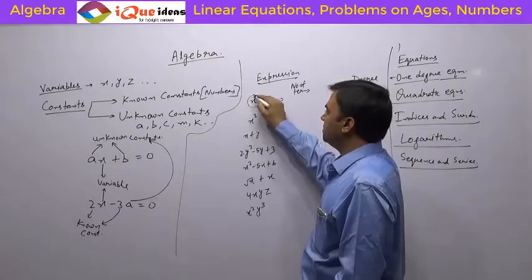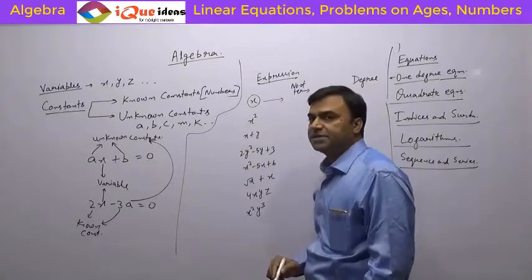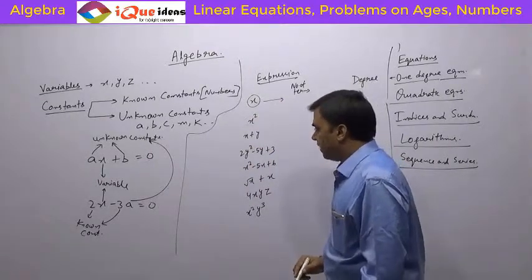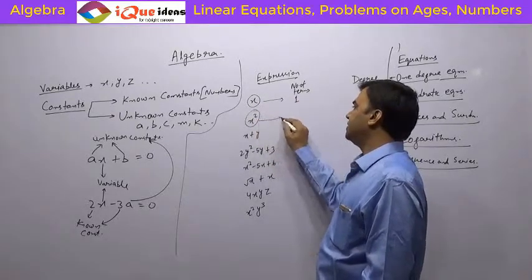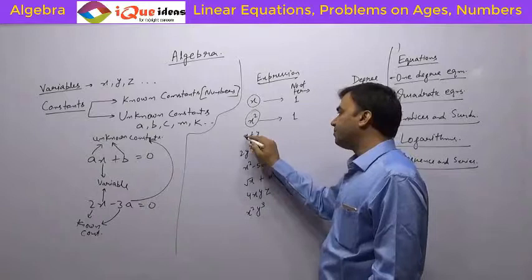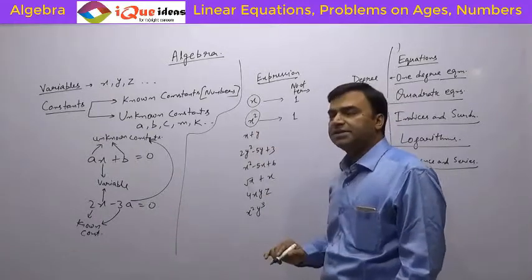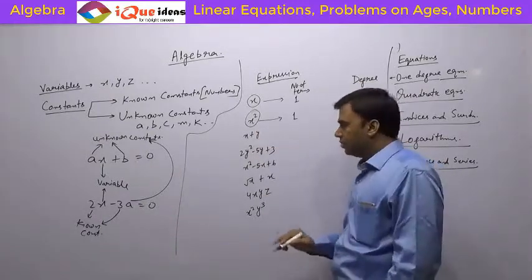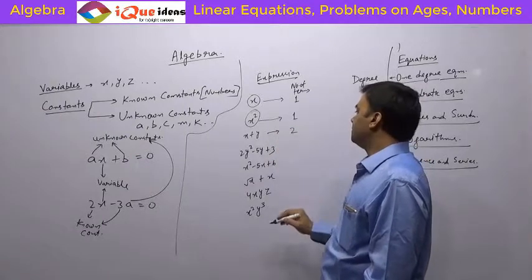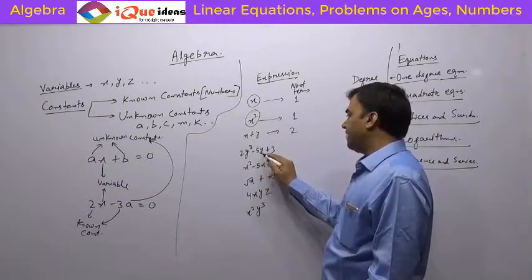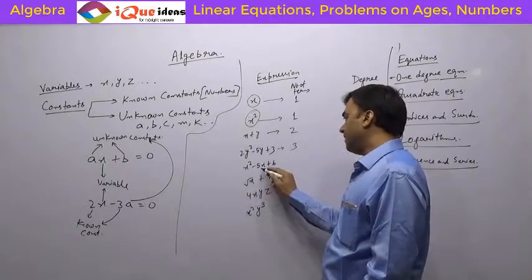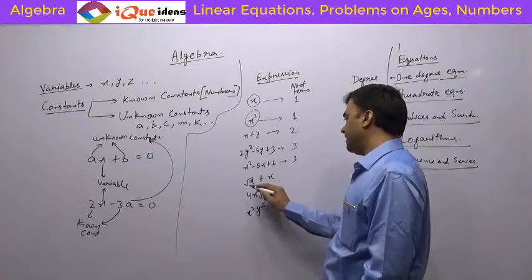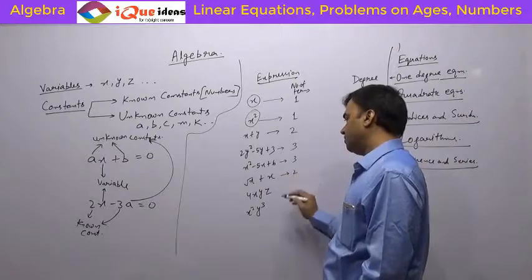As you can see, the number of terms is decided by the plus or the minus sign. I'll explain further also. This x means just one term. X square, this means just one term. But when it is x plus y, see, understand, plus or minus sign separates the term. So here there are two terms. 2y square minus 5y plus 3, now there are three terms. X square minus 5x plus 6, there are three terms again. Root x plus x, again two terms.